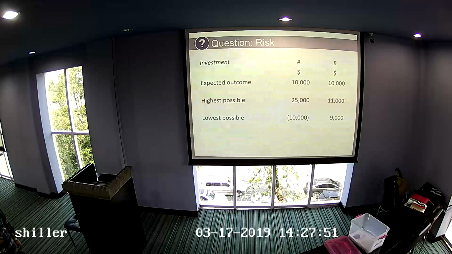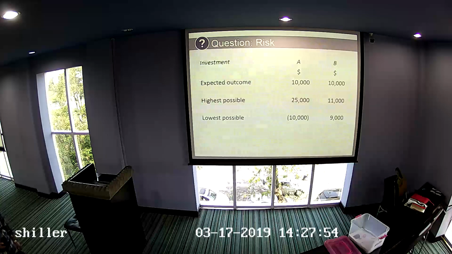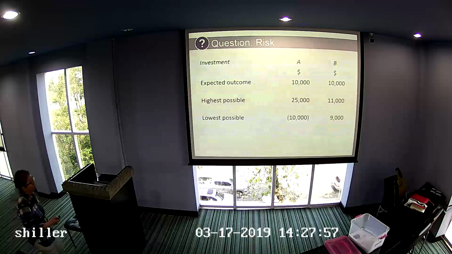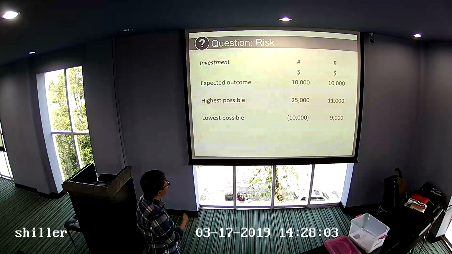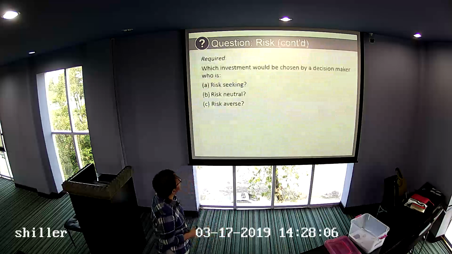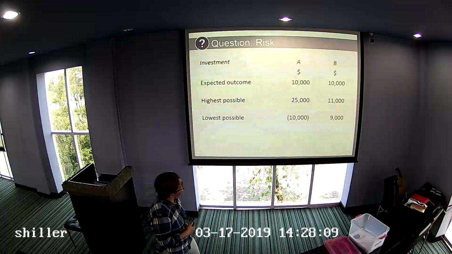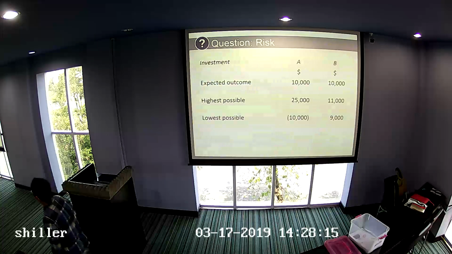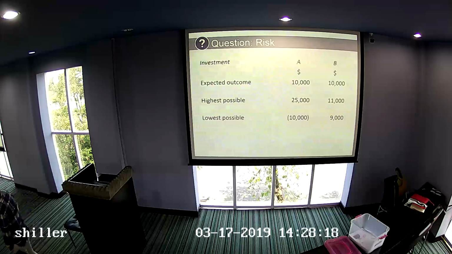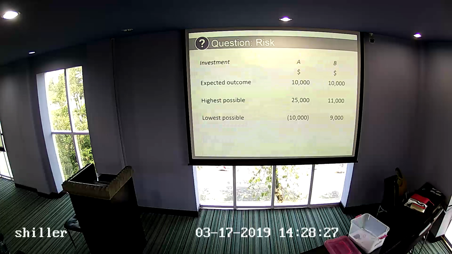All right. I have investment A and investment B. This is the highest possible outcome, expected outcome, and the lowest outcome. So expected, highest, and the lowest. If you are a risk seeker, which investment would you do? Investment A or investment B? You would choose A. Why would you choose A? Because it has the highest of all, correct?